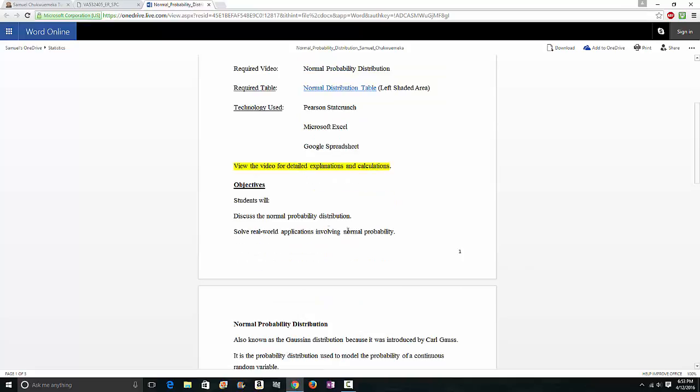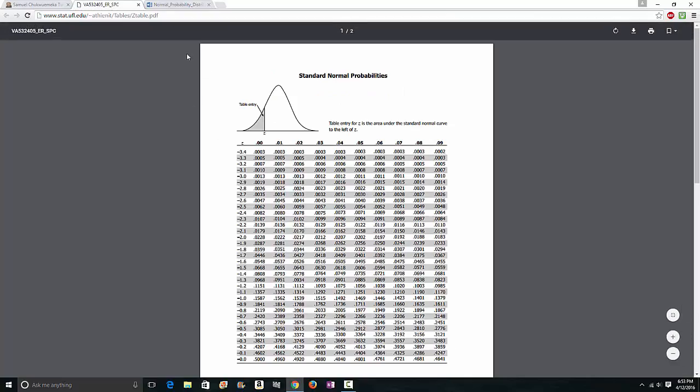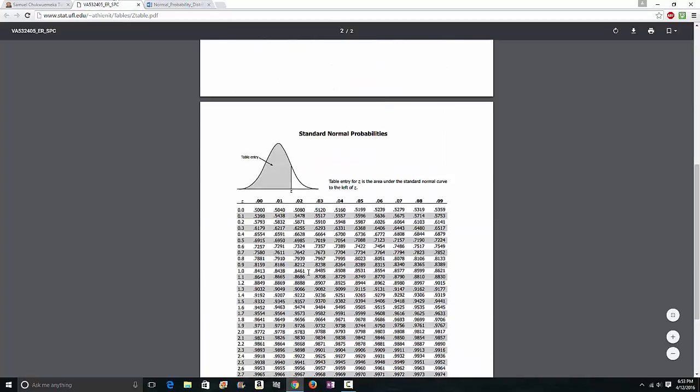We shall discuss the normal probability distribution, and we shall solve real-world applications involving the normal probability distribution. Now, let me explain this table for a moment, okay?